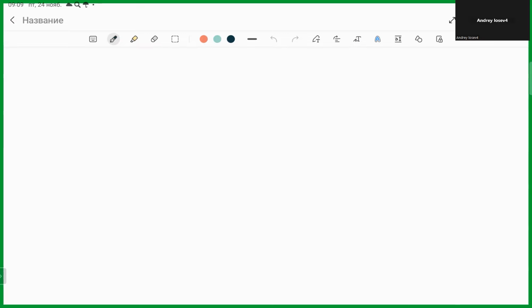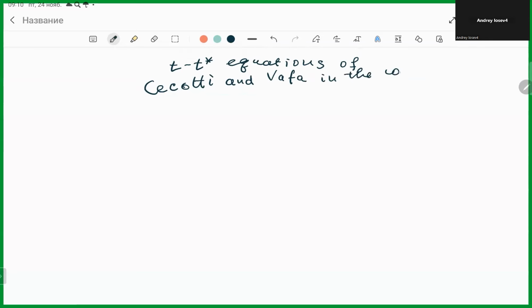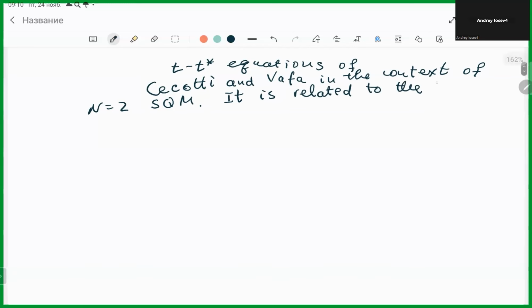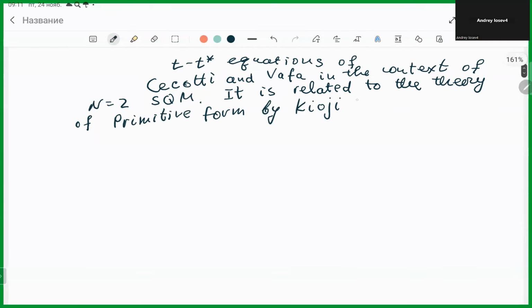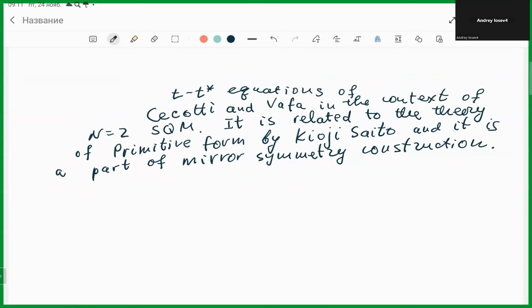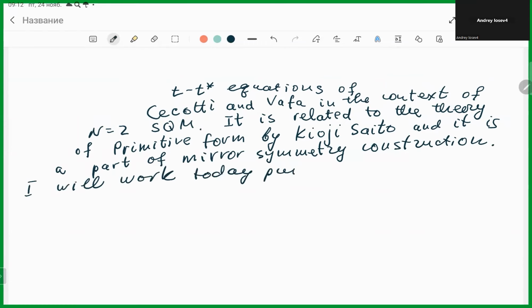So the topic of my talk would be the so-called T star equation of Cecotti and Vafa in the context of N equals 2 supersymmetric quantum mechanics. It is related to the theory of primitive form by Kyoji Saito, and it is a part of the mirror symmetry construction that we will study later. However, I will work today purely on quantum mechanical grounds.